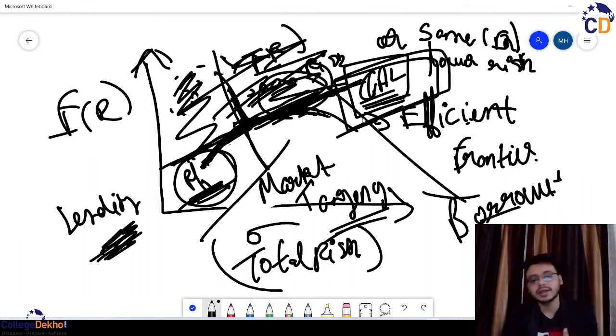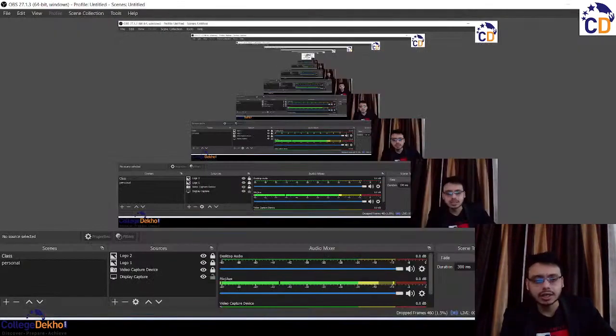So that is the one thing which we tried to talk in this session about the CML line and all these things. Okay. So these things must be clear in your mind, that what is the difference between the SML and CML specifically, and specifically the lending portfolio, the borrowing portfolio, and the market portfolio, which is also called the tangency portfolio. Okay. So this is one thing I wanted to complete in this session, like regarding the basics of this portfolio. Okay. So see you in the next session.